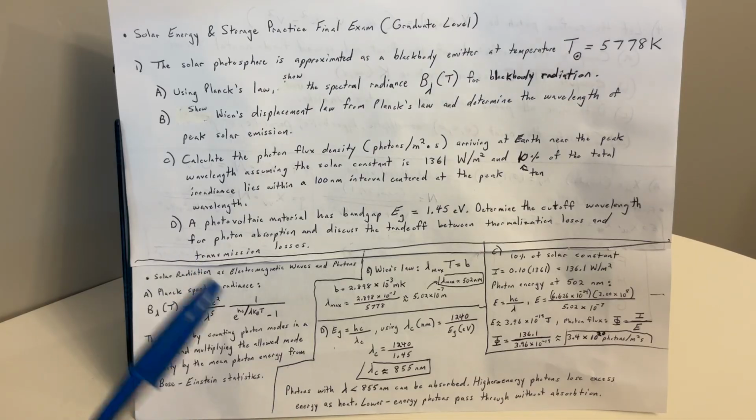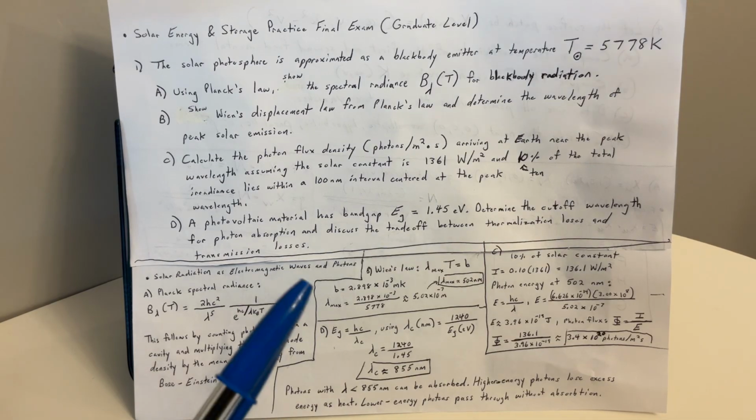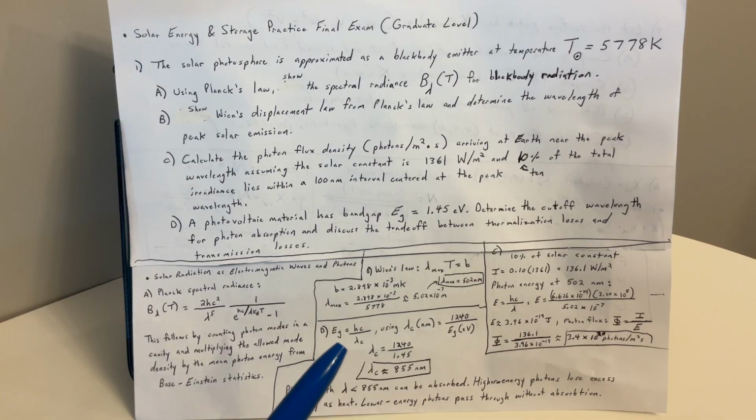So here, moving forward, letter D, a photovoltaic material has band gap E sub G equals 1.45 eV. Determine the cutoff wavelength for photon absorption and discuss the trade-off between thermalization losses and transmission losses. So here, E sub G equals hc over lambda sub C. Using lambda sub C in nm, that's 1240 over E sub G in eV. So lambda sub C is going to be 1240 divided by 1.45.